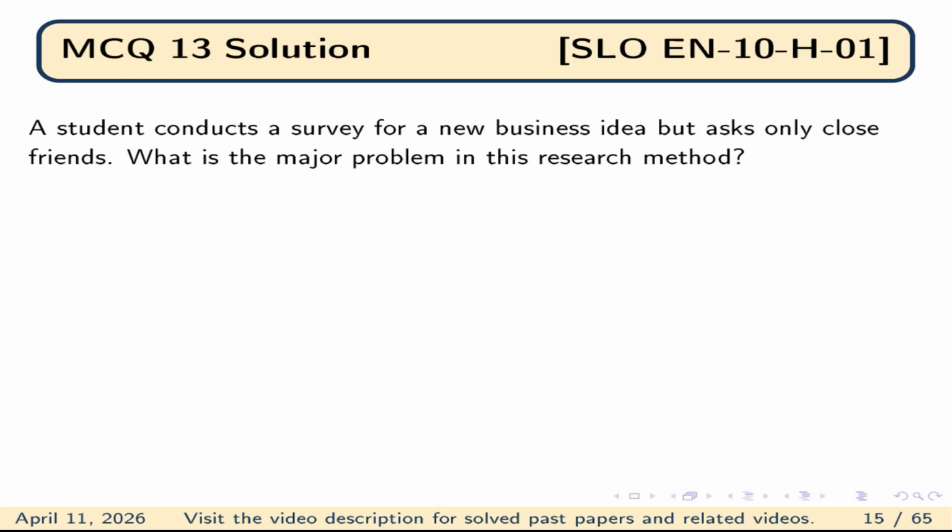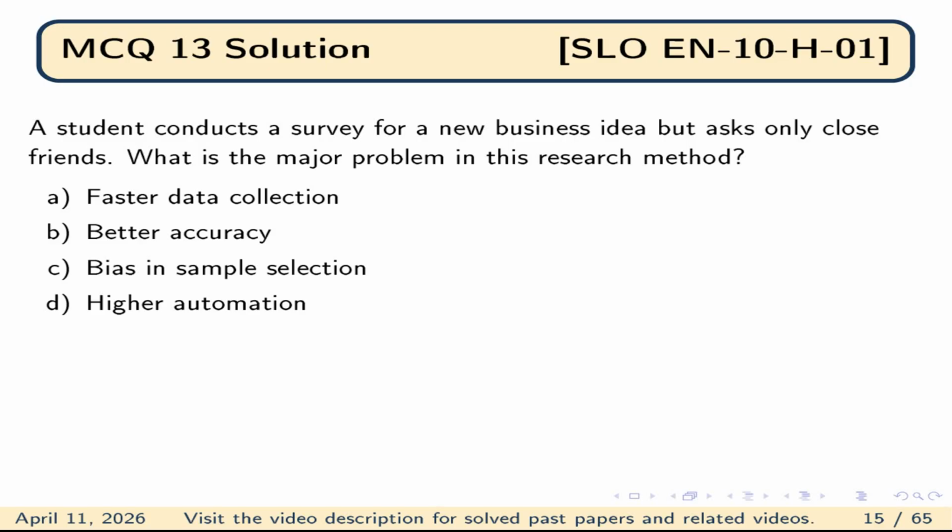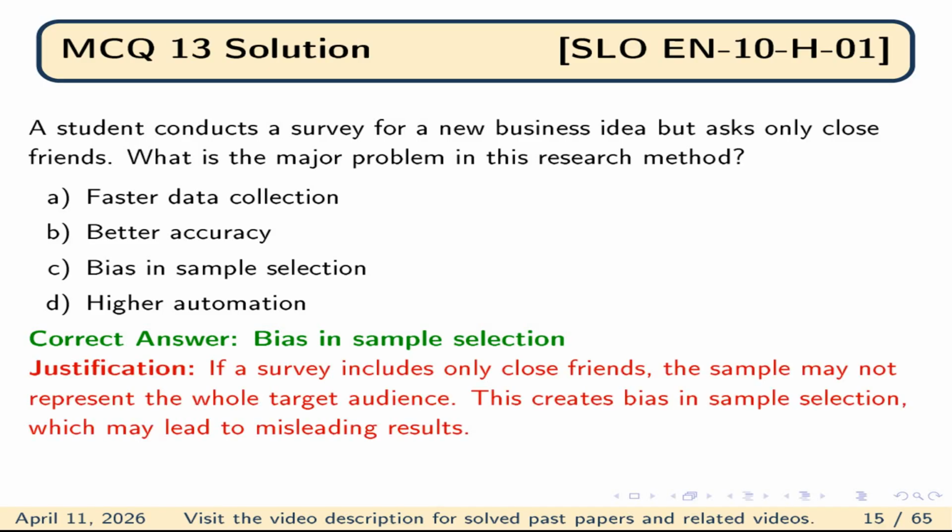Question number 13. A student conducts a survey for a new business idea but asks only close friends. What is the major problem in this research method? Faster data collection, better accuracy, bias in sample selection, higher automation. Correct answer is bias in sample selection. Because if a survey includes only close friends, the sample may not represent the whole target audience. This creates bias in sample selection, which may lead to misleading results.